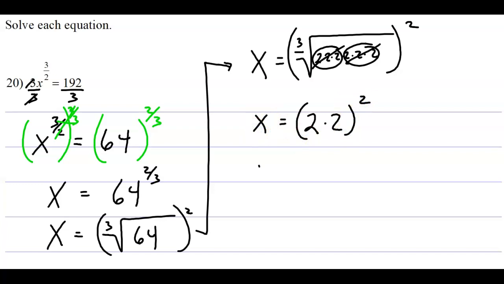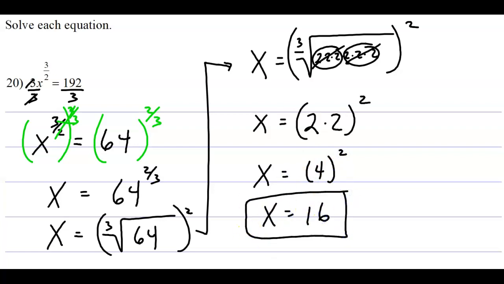Two times 2 is 4. And then 4 squared is 16. And there's my final answer. Okay? All right.